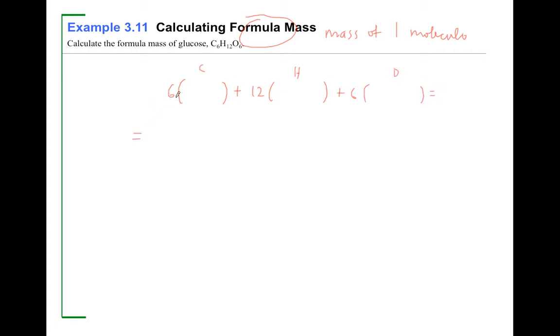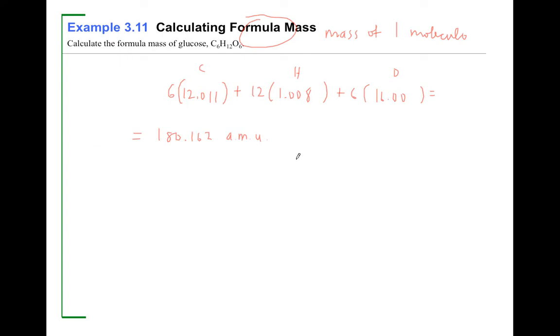So what I'm going to do is I'm just going to go to the periodic table and look this up. 12.011, 1.008, and 16.00, depending on what periodic table you're looking at. That's what you'll get. Okay, 6 times 12.011 plus 12 times 1.008 plus 6 times 16 equals 180.162 AMU, atomic mass units. Okay.